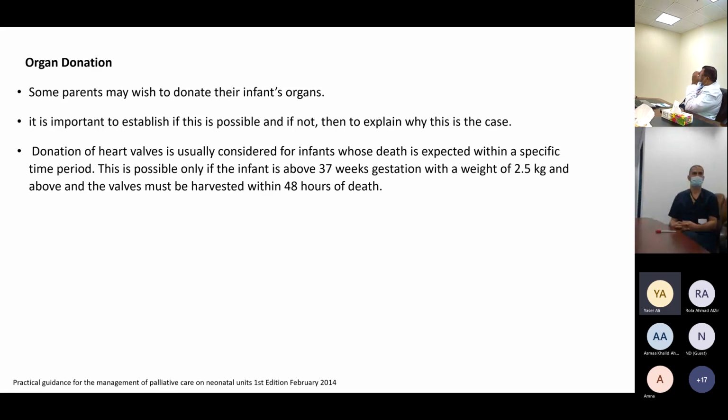Donation of heart valves is usually considered for infants whose death is expected within a specific time period. The infant should be above 37 weeks gestation with a weight of 2.5 kg and above, and the valve must be harvested within 48 hours.